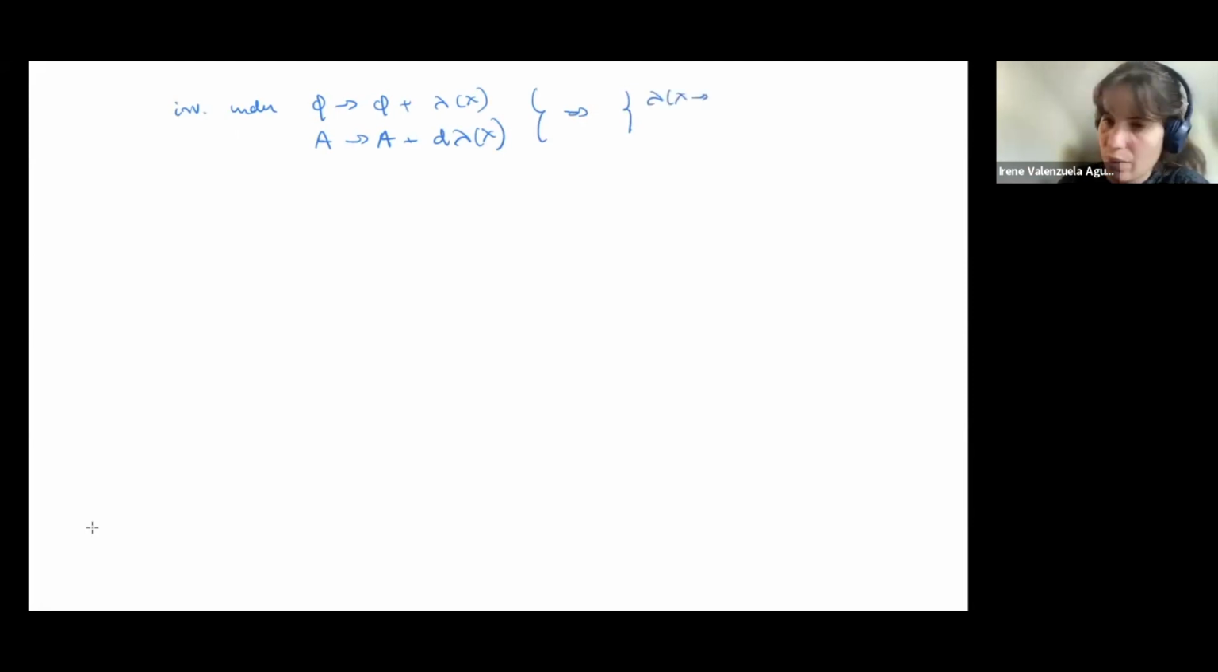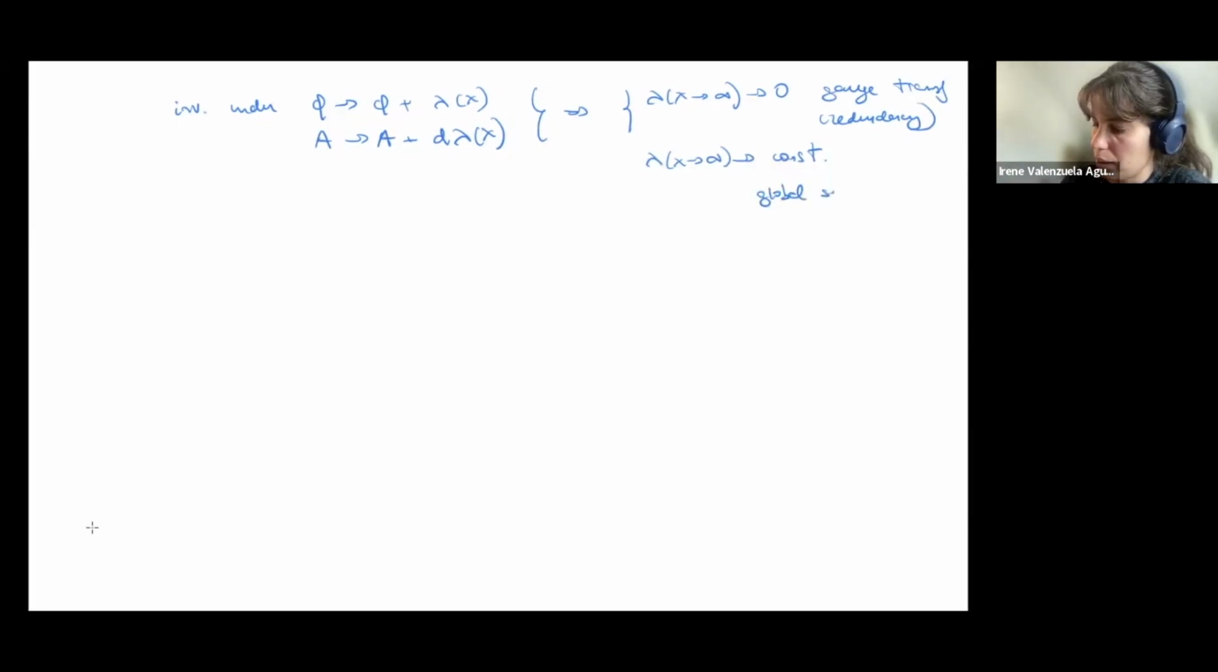If lambda goes to 0 when x goes to infinity, or if you want, like this lambda depends on x, this is a gauge transformation, is a redundancy. But if I consider the subset of cases in which lambda is a constant, this is actually something that is physical. It acts on the Hilbert space. And this is what we mean that this global symmetry, this is the global part of the group, the global symmetry is gauged. Okay, so the transformation by a constant is now part of this larger gauge group.